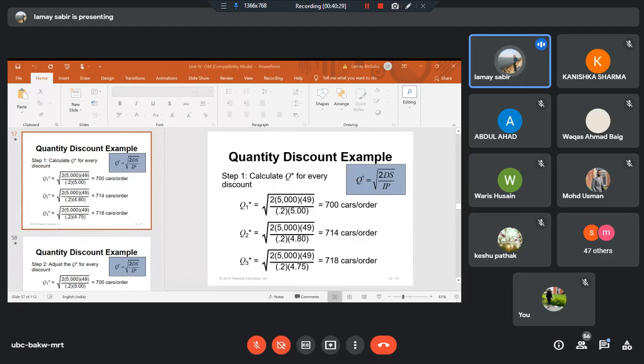Similarly, if you calculate Q3, numerator will remain the same, 2 into 5000 into 49 whole divided by 0.4 into the third price. And what is the third price? 4.75. So you can see that from 5 to 4.80 and from 4.80 to 4.75, three different prices were there which we have put in the formula in order to get 3 different values of EOQ.